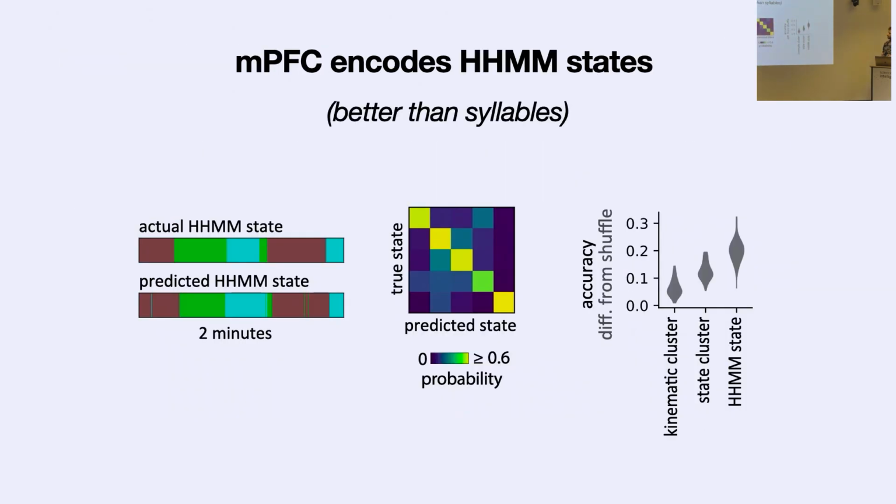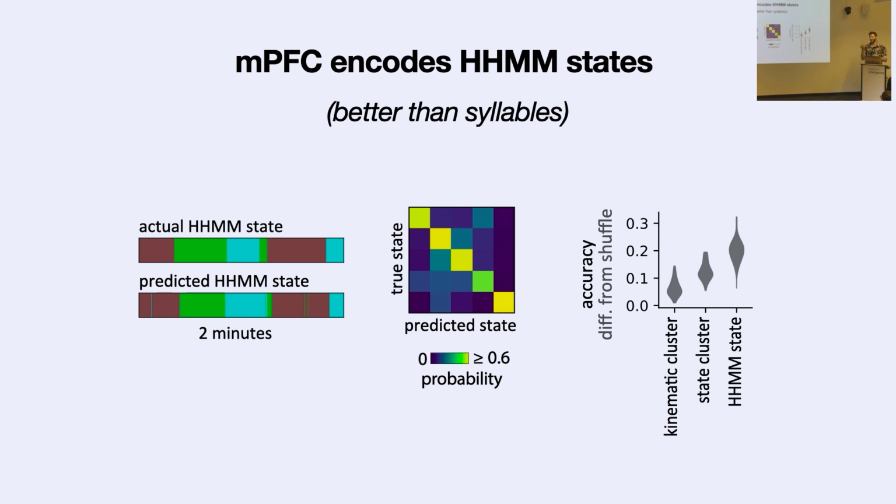So it turns out that these higher order states actually do provide a much cleaner description of the neural activity than the low level behaviors did. On the left, I'm showing an example of trying to predict the high level state from the neural activity. There's a confusion matrix that shows, across all recordings and states, the accuracy of the real versus predicted state. And here you can see the accuracy compared to other ways of segmenting the behavior.